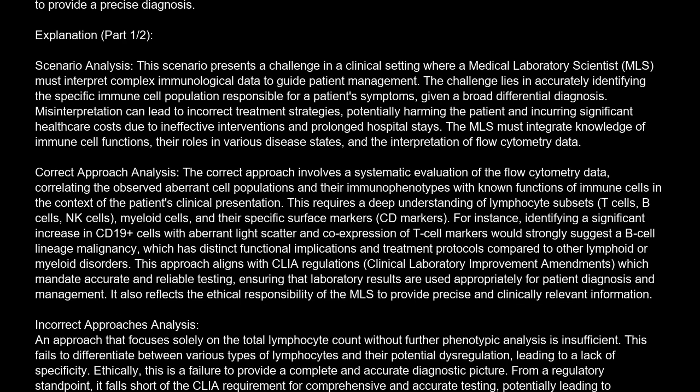The correct answer is B. Recommend a comprehensive flow cytometry panel that includes a wide array of markers to thoroughly characterize all major immune cell subsets and identify aberrant populations, correlating findings with the patient's clinical presentation to provide a precise diagnosis.